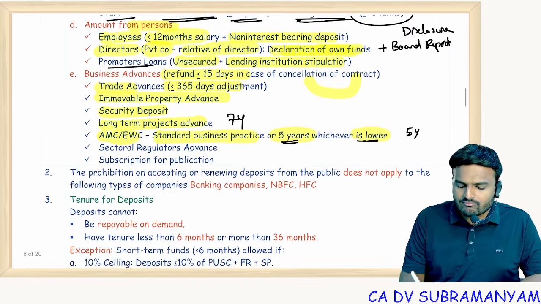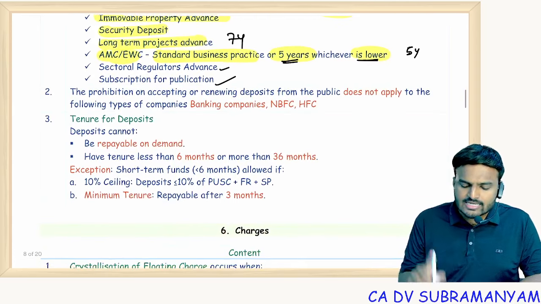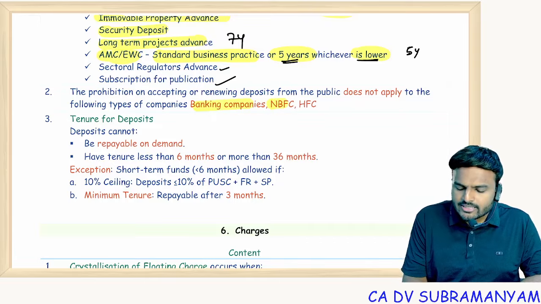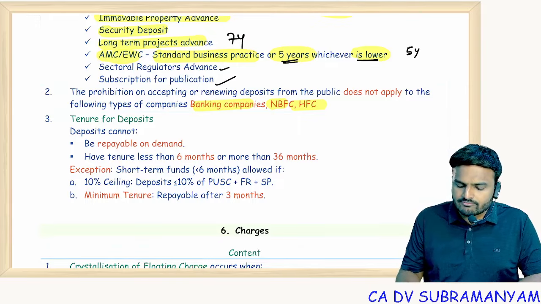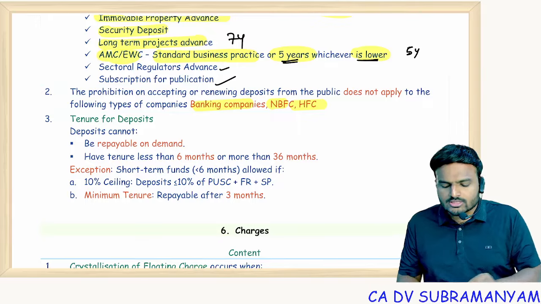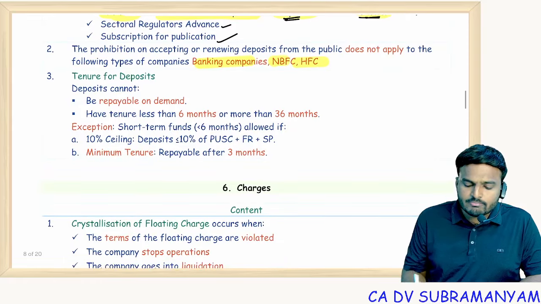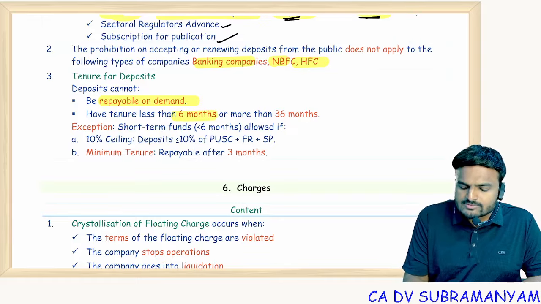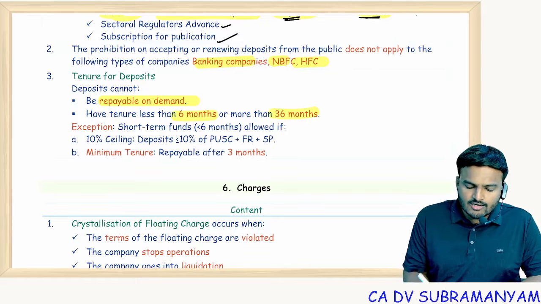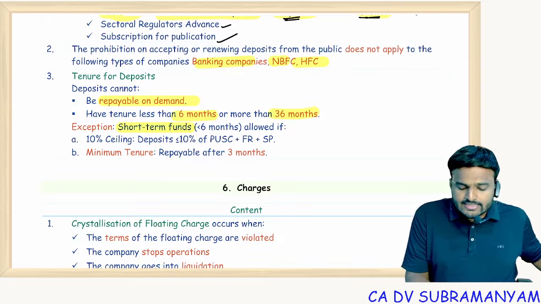Sectoral regulatory advances are not a deposit. Subscription for publication is also not treated as a deposit. And you know, this chapter is not applicable to banking companies, NBFCs, housing finance companies and prescribed companies. The Ministry will prescribe a few companies to which the rules and regulations of this chapter will not apply. Next, deposits cannot be repayable on demand. They must have a minimum tenure of 6 months and a maximum tenure of 36 months. Of course, short-term deposits are also allowed, provided there is a 10% ceiling.